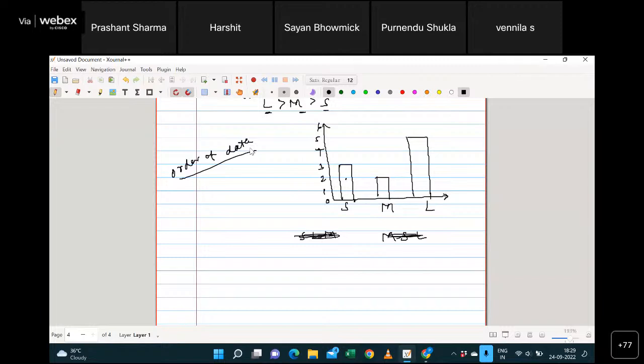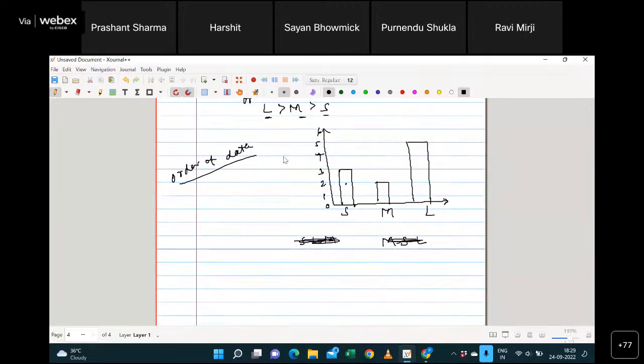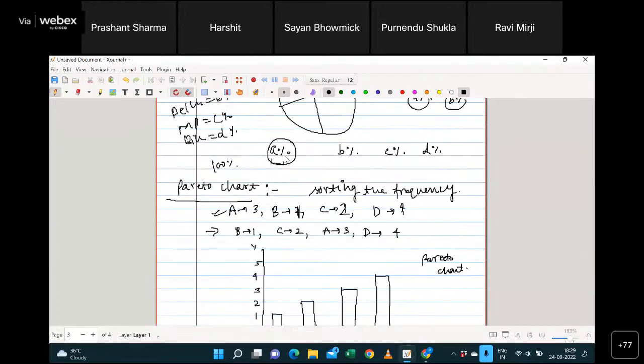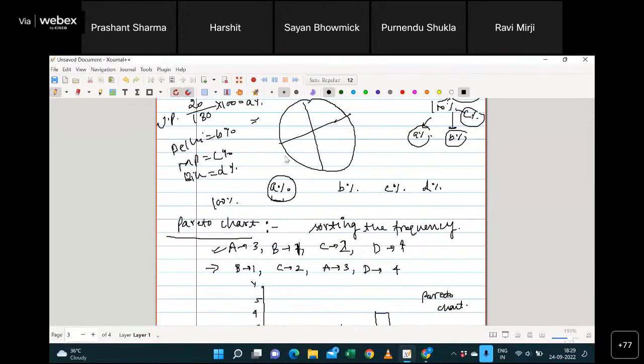Sir, in the pie chart, is there any way we can find out the median? Yeah, I will come to that point, Ravi. No worry, I will cover all the concepts in sequence. Okay, all right.